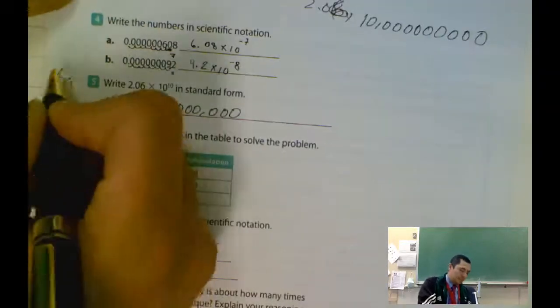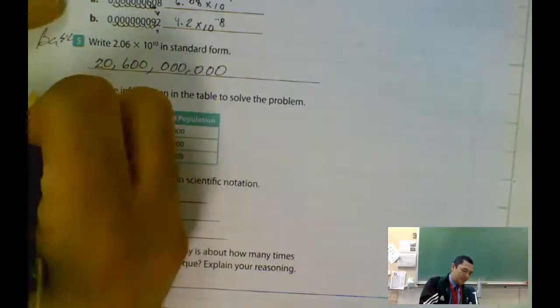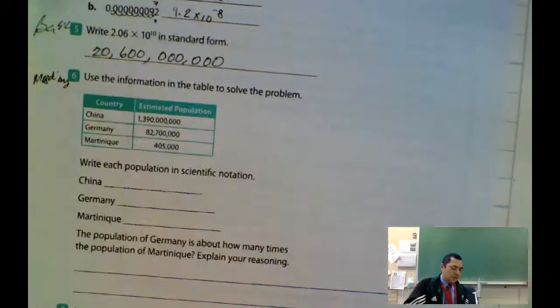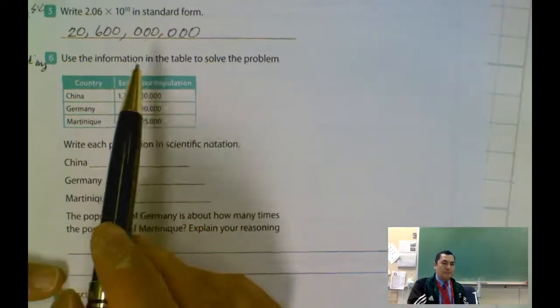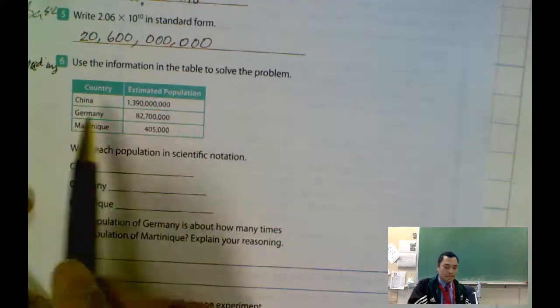Number 5 was a basic problem. Number 6 is a medium problem. It's getting harder. Medium. You have to use the information in the table to solve the problem. So you have a country: China, Germany, and Martinique.